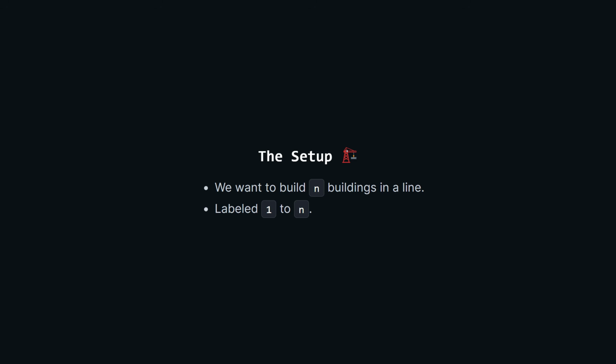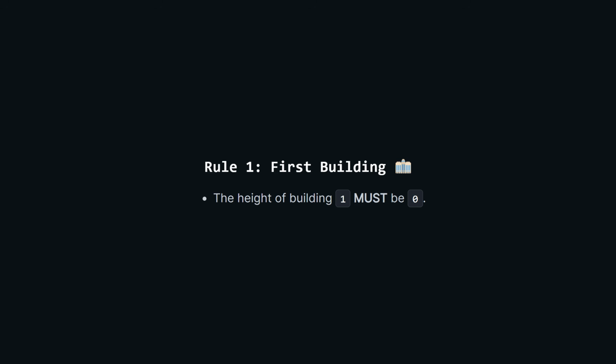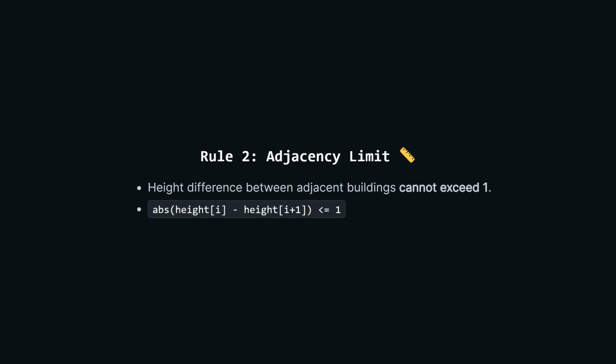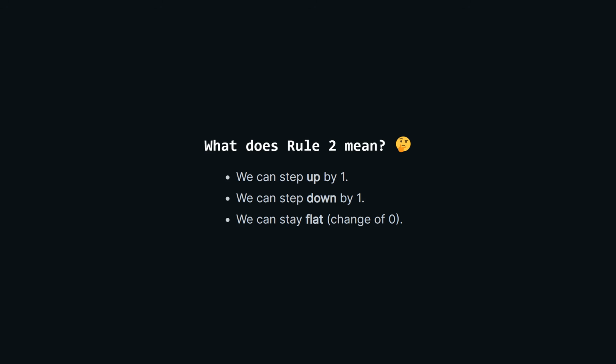Imagine we have an empty lot where we want to construct n total buildings in a straight line, numbered from 1 to n. Our city has some strict rules. The very first rule is that the first building must have a height of exactly 0. The second rule is that buildings next to each other cannot have a height difference greater than 1. This means from one building to the next, the roof can only go up by 1 floor, go down by 1 floor, or stay exactly level.